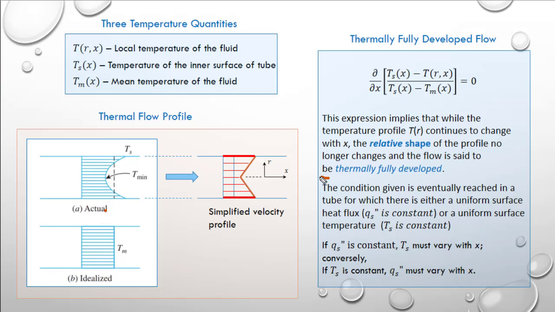So the condition of thermally fully developed flow takes place for two different situations. The first one is having a uniform heat flux into a tube, or a tube that has a constant surface temperature. Both of these imply something. If you have a constant heat flux into the pipe or tube, that implies that your surface temperature has to vary. And conversely, if you have a constant surface temperature, then in order to maintain it, the heat flux into the pipe is going to vary as a function of x. So you have two things going on here.